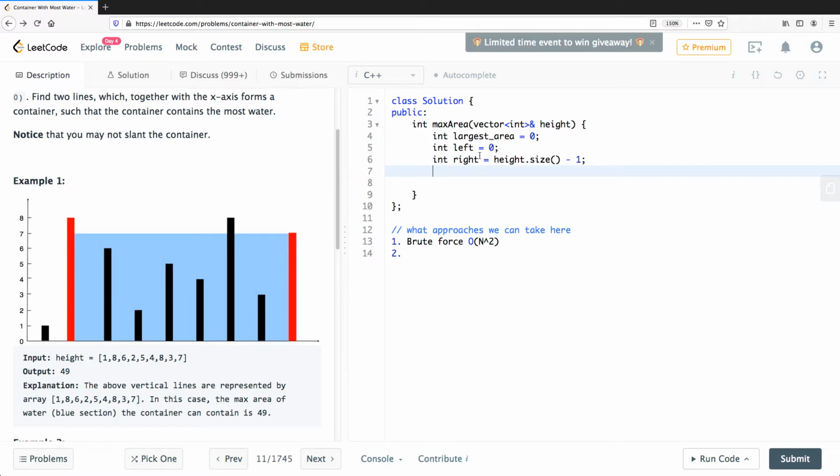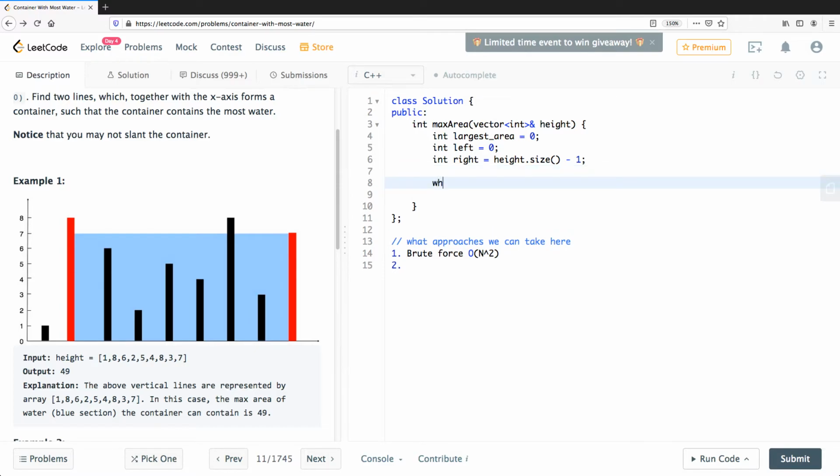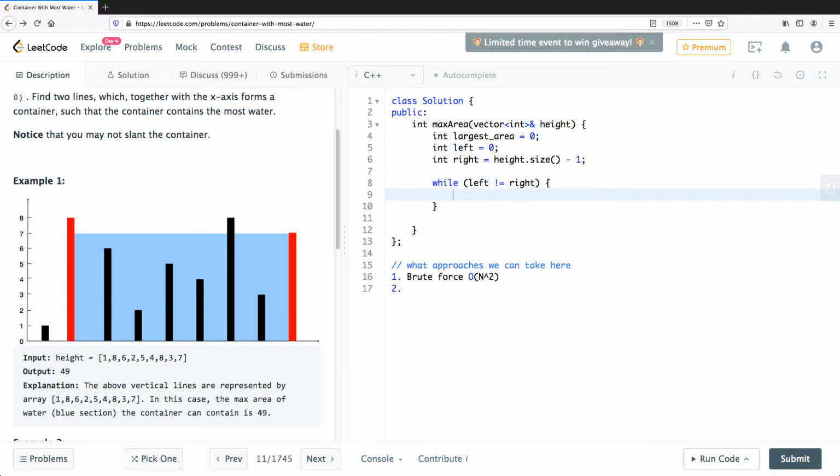And since indexing in C and C++ goes from 0 to size minus 1, that is why right will be pointing to the rightmost element, height dot size minus 1. Now you see what we do. So now let's start our loop. We can actually do something like this, because we can move as long as they're not the same, and when they hit into each other, that's when we can get out.